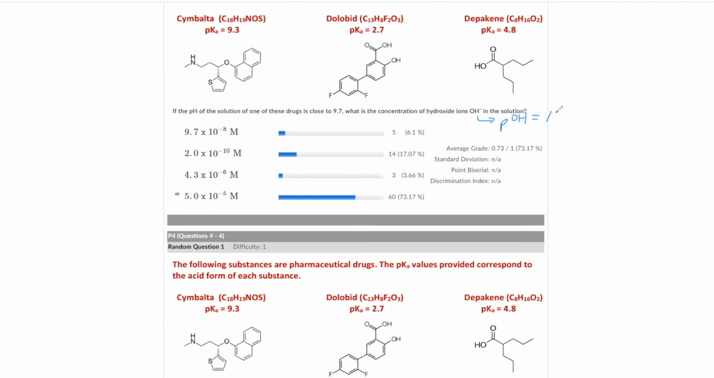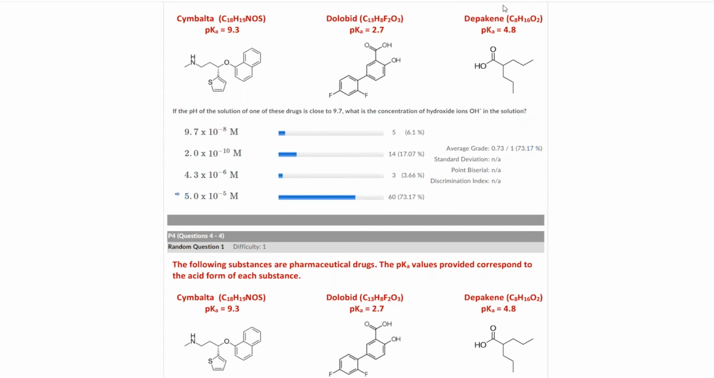So 14 minus pH, which is 9.7, is going to be equal to 4.3. Now the OH minus concentration must be equal to 10 to the power of minus 4.3 molar. It's going to be 10 to the power of minus 5 something, so it's going to be the fourth option here.